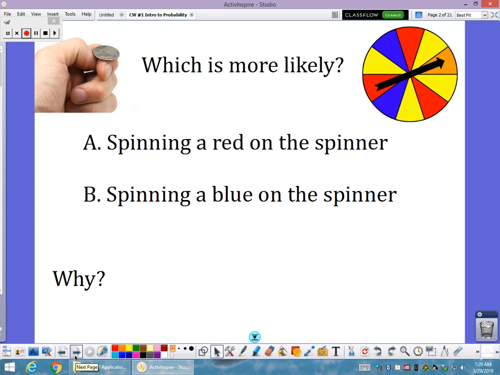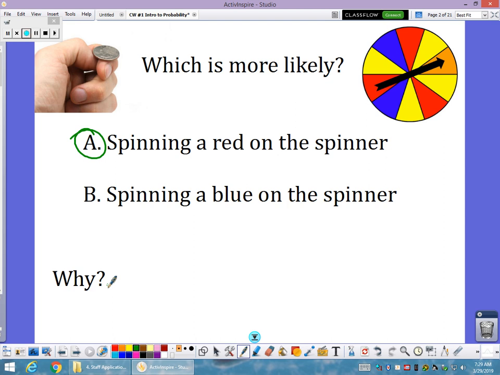That is a worksheet. So you're just going to look at this and ask yourself which is more likely: spinning a red on the spinner or spinning a blue on the spinner. Hopefully by now you've decided, and there we would say that spinning a red on the spinner is more likely. The more important question is why?